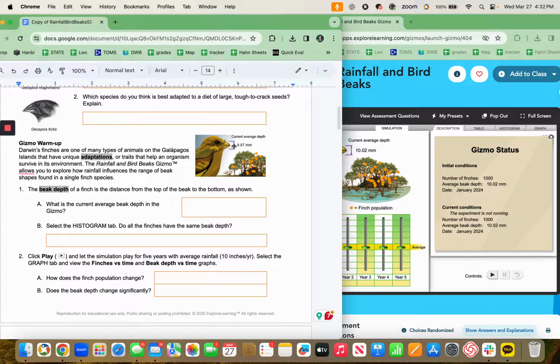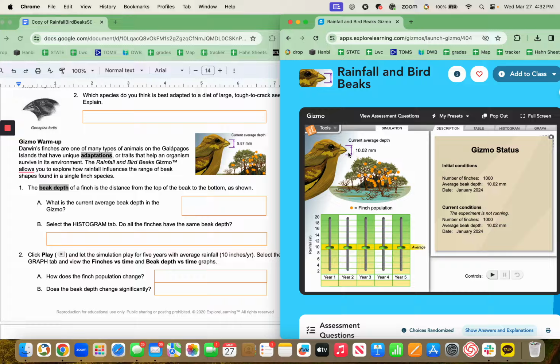So we're going to go ahead and look at the Gizmo. The average beak depth is right here, 10.2.